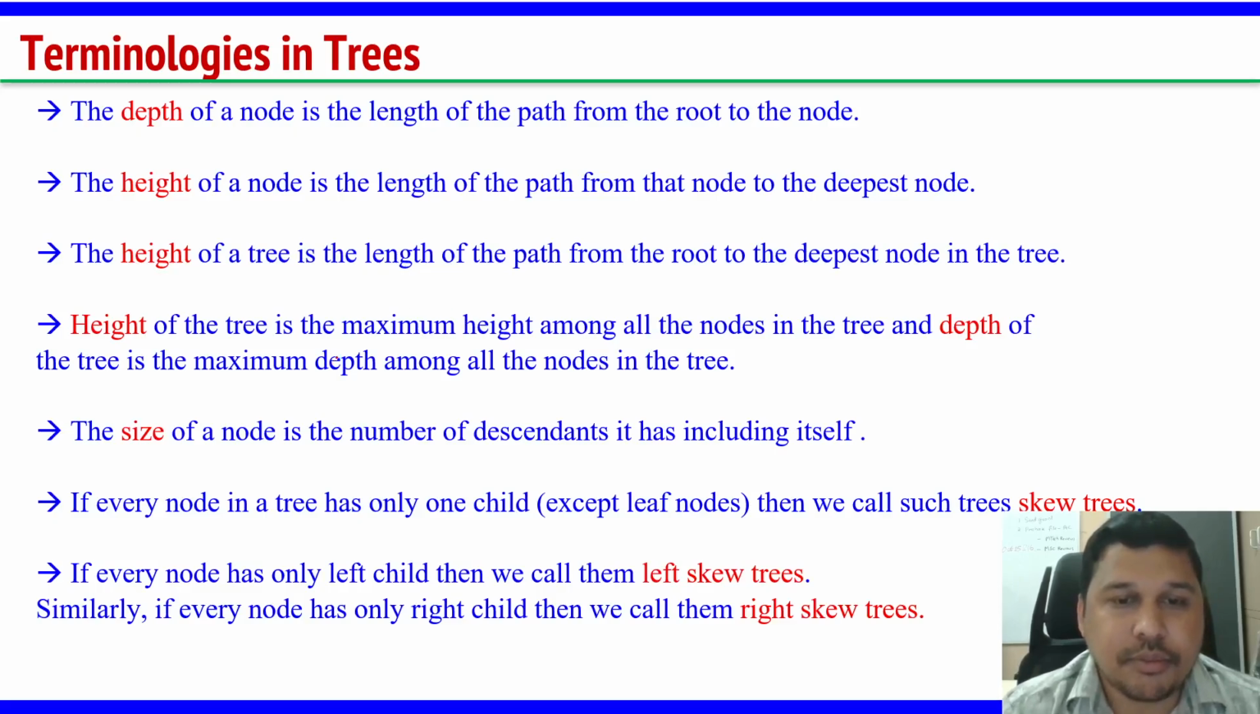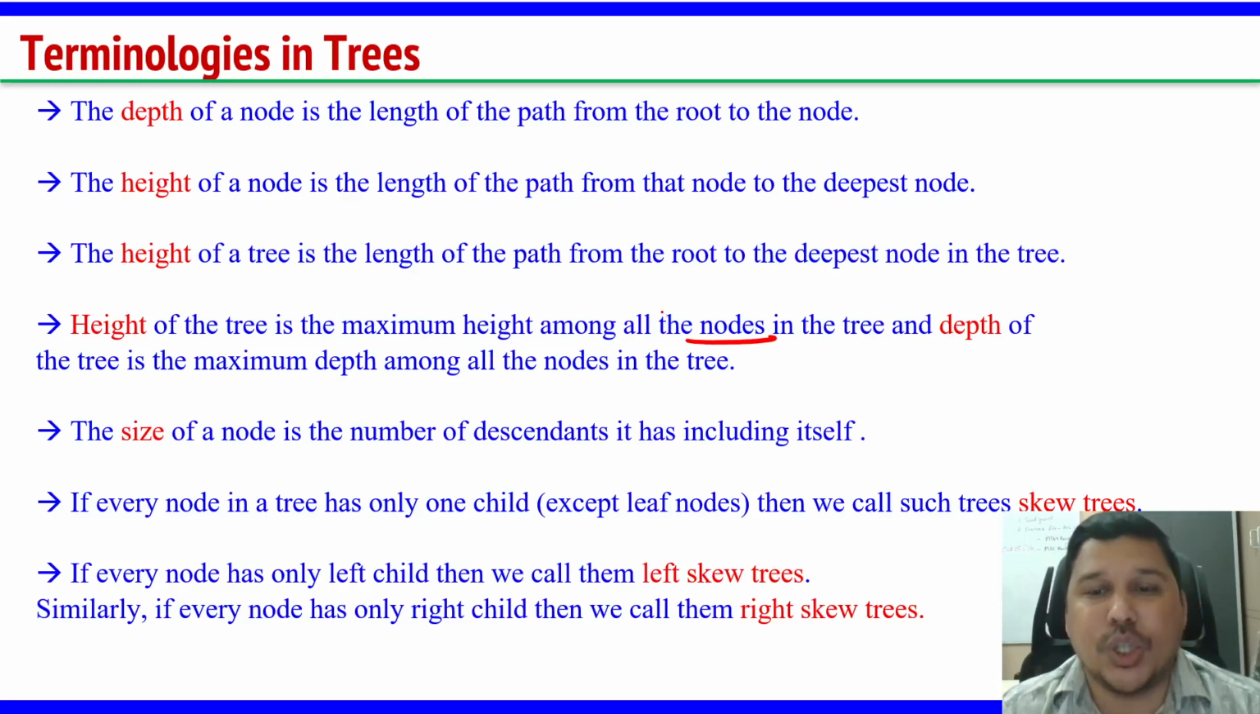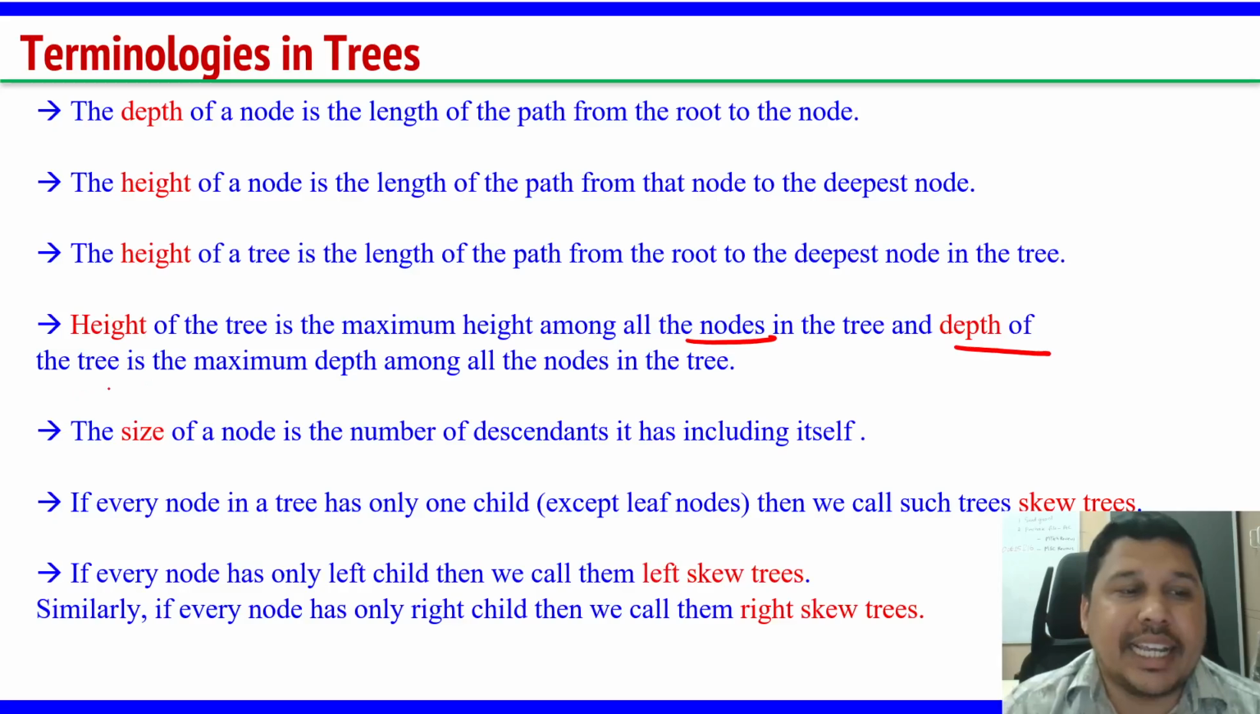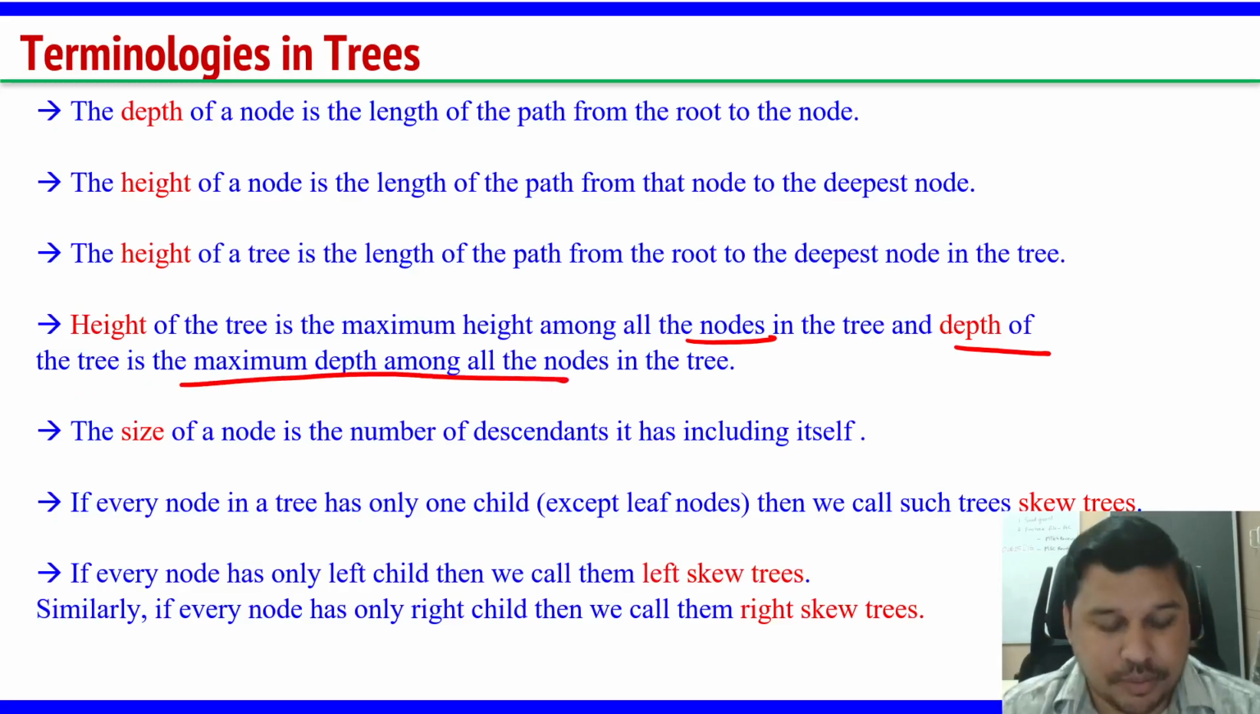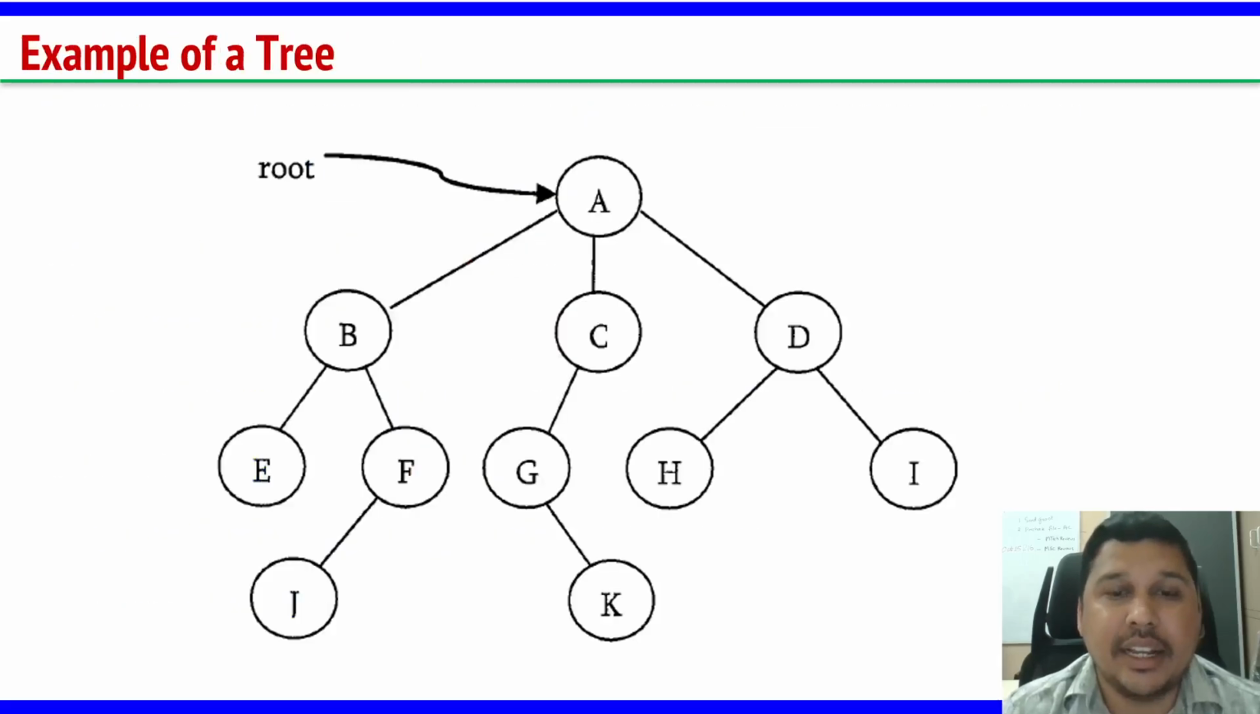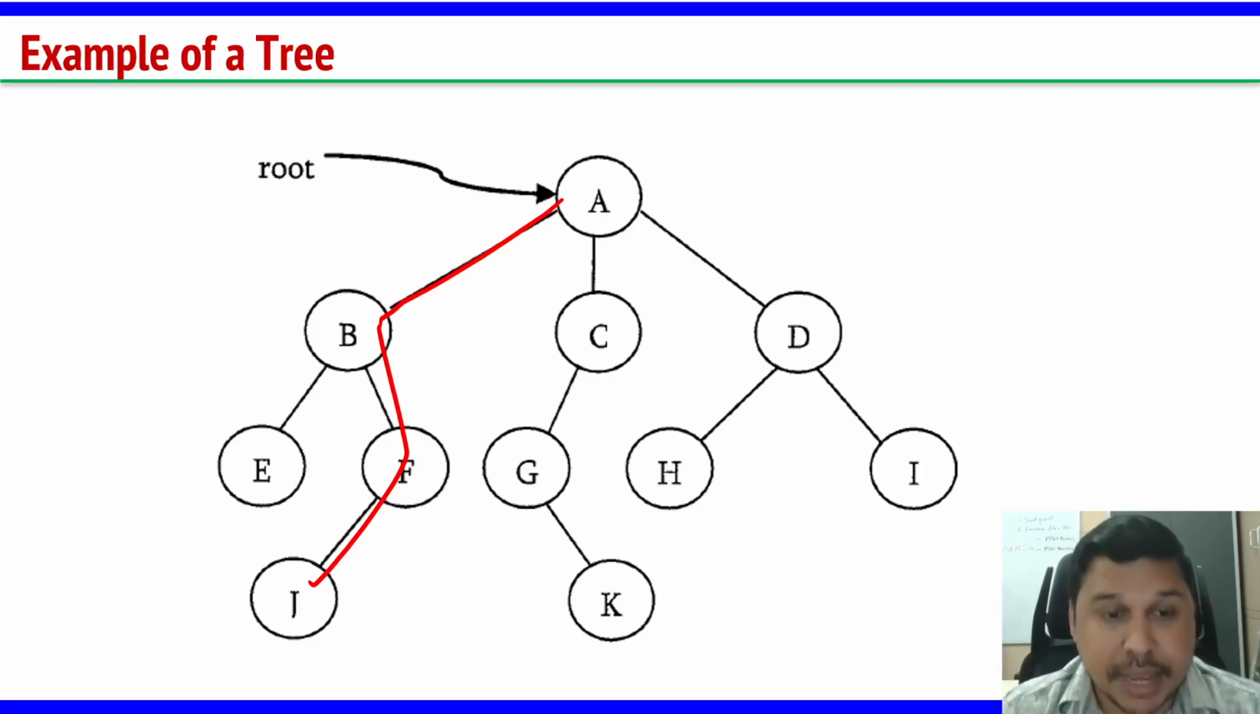Next, the height of the tree is the maximum height among all the nodes. Again, that's also one way. The height of the tree is nothing but the maximum height among all the nodes. And the depth of the tree is the maximum depth among all the nodes. So if you want to find the depth of a tree, again, that's also the same, 3. Height and depth are the same here.